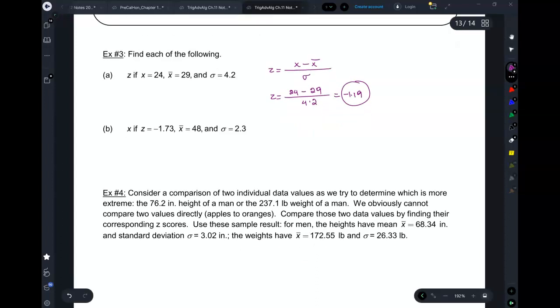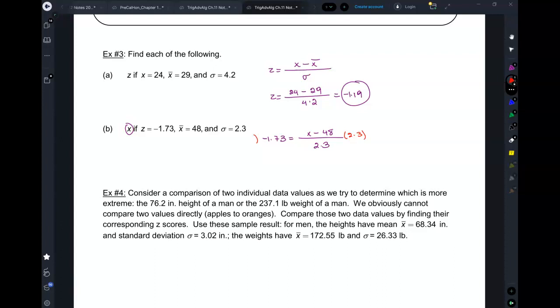Now in the next one, we need to find x. Z is given. So z is negative 1.73, which is equal to x minus x bar, 48, over 2.3. We have to do a little bit of arithmetic here. Multiply both sides by 2.3. Then I believe this is negative 3.979 equal to x minus 48.